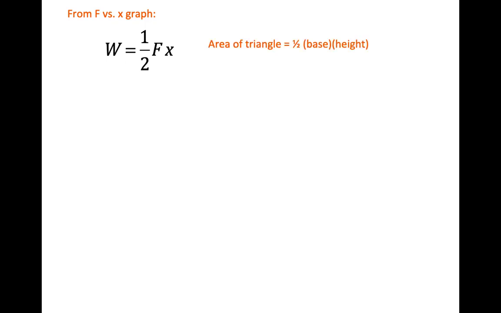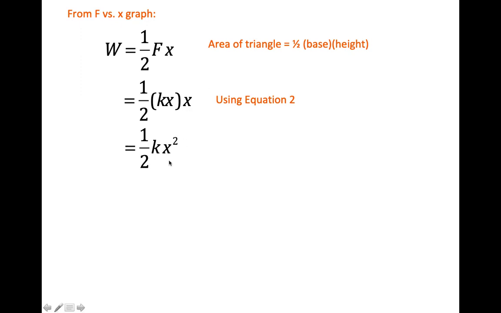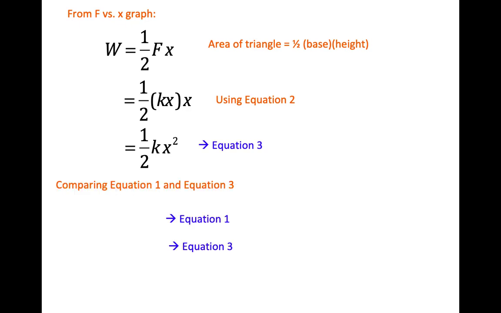The reason of writing this equation is because area of a triangle is half times base times height. Base here is x and height is f. We replace f by kx because we are using equation 2, which is Hooke's law. Let's simplify it, and it becomes half kx squared. Let's label it as equation 3, and now compare equation 1 and equation 3.